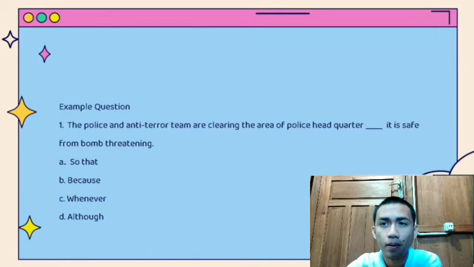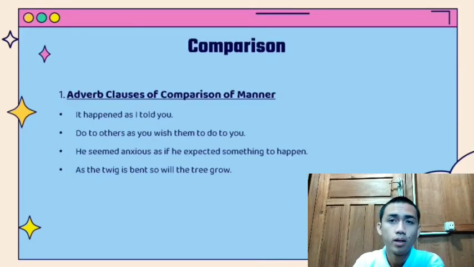The answer is perfect. Then 1. Adverb clause of comparison of manner. It happens as I told you. Example 2. Do to others as you wish them to do to you. 3. He seemed anxious as if he expected something to happen. 4. As the twig is bent, so will the tree grow.